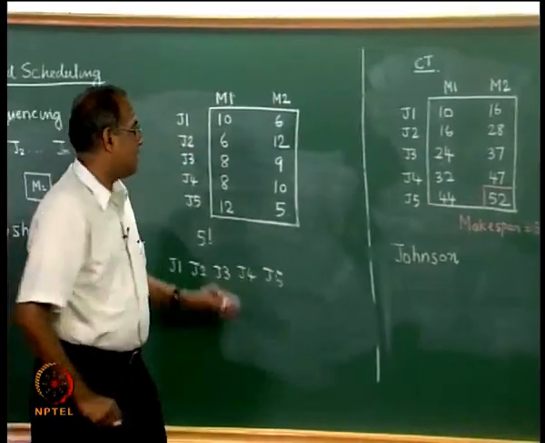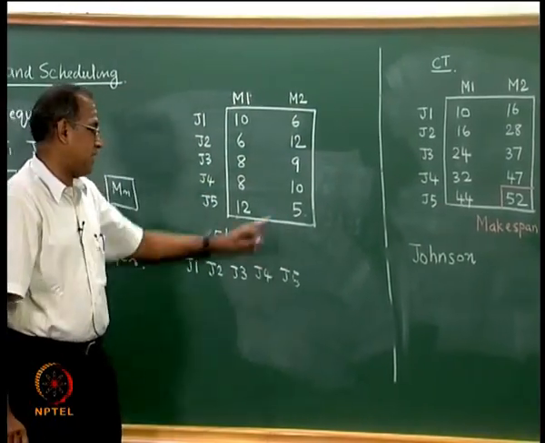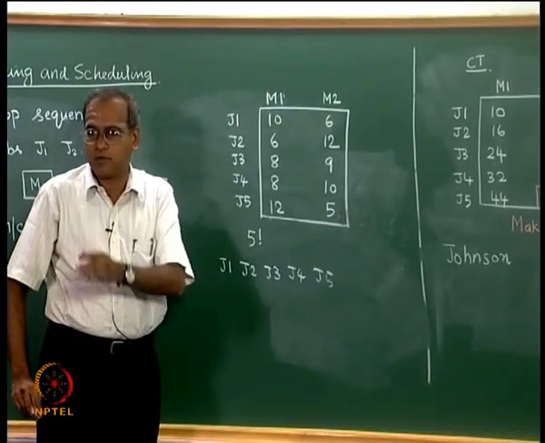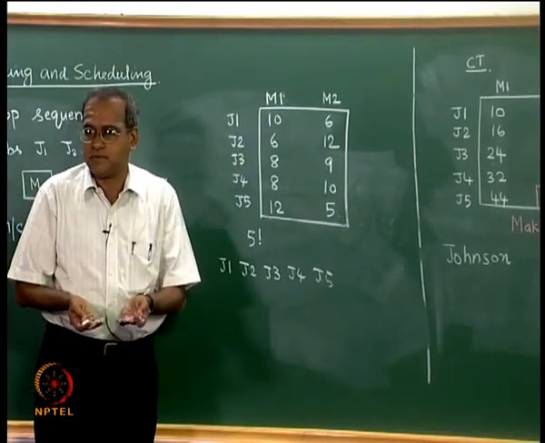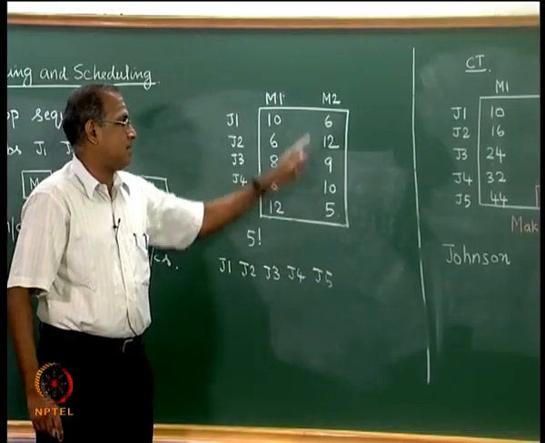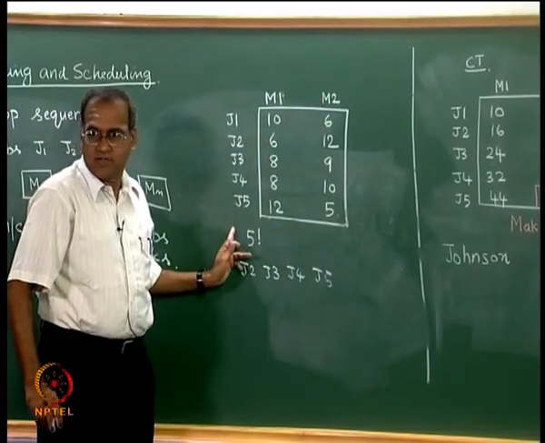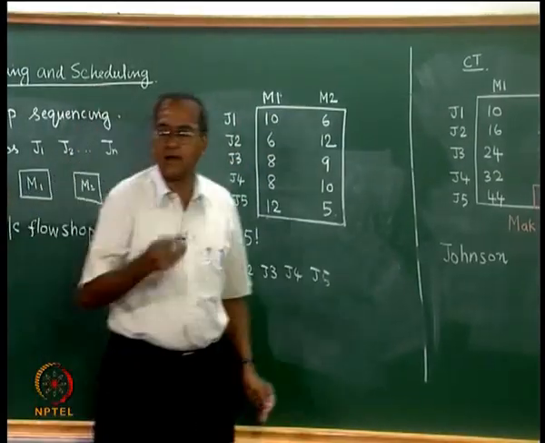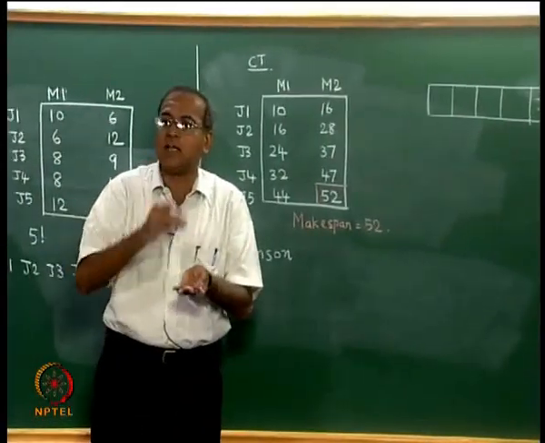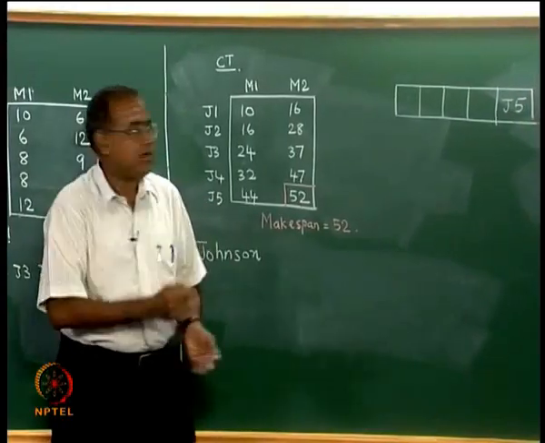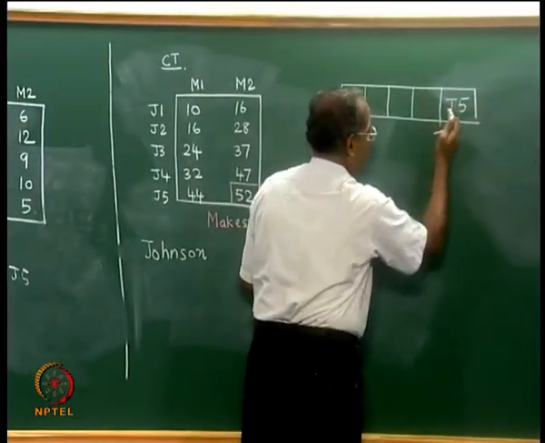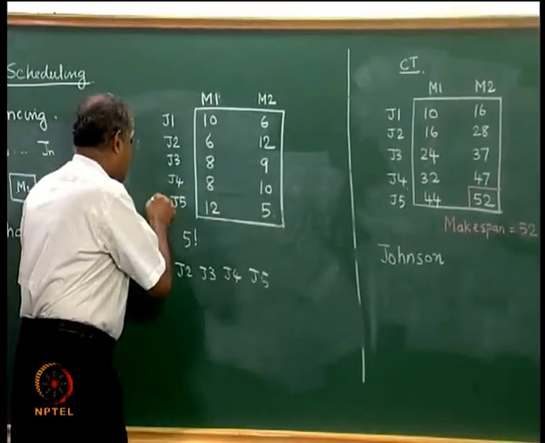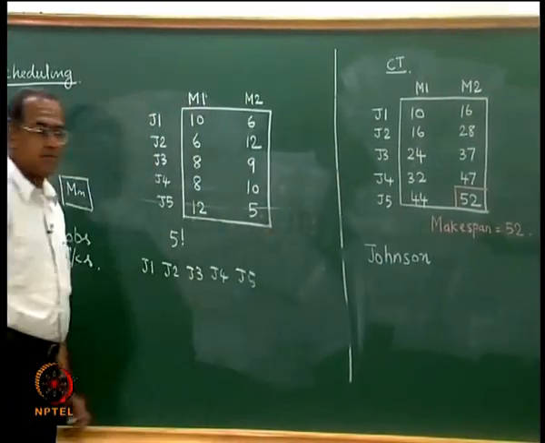So, once again look at the smallest number, which is 5, and check whether it is on M1 or on M2 and for which job it is. In this case the smallest number is on M2 and it is for J5. Since it is on M2, come from the right and write that job in the first available position from the right. The first available position from the right is here, so J5 goes here. Now, remove this job from the list.